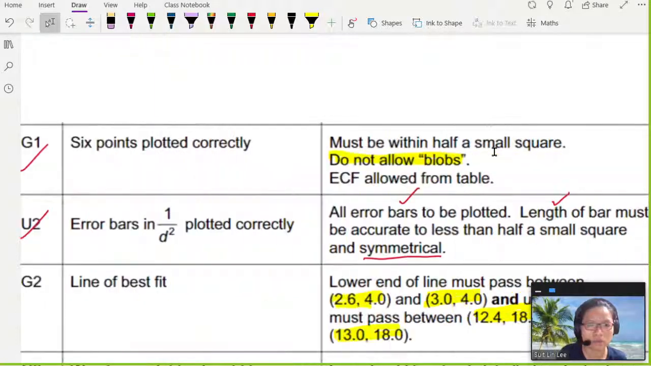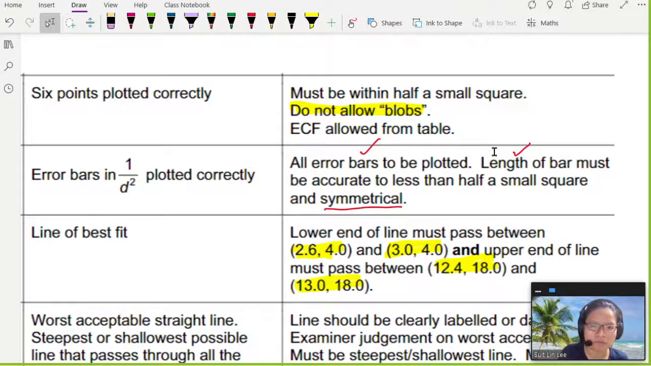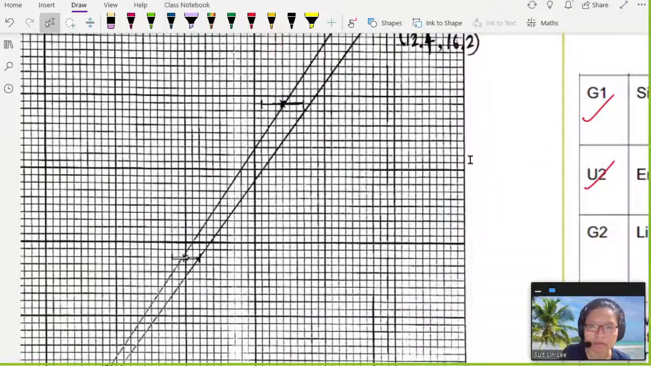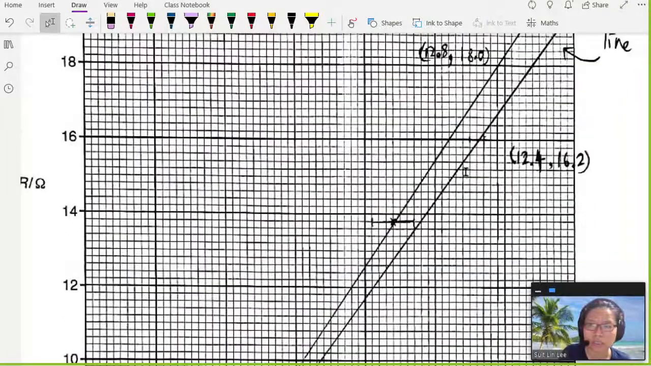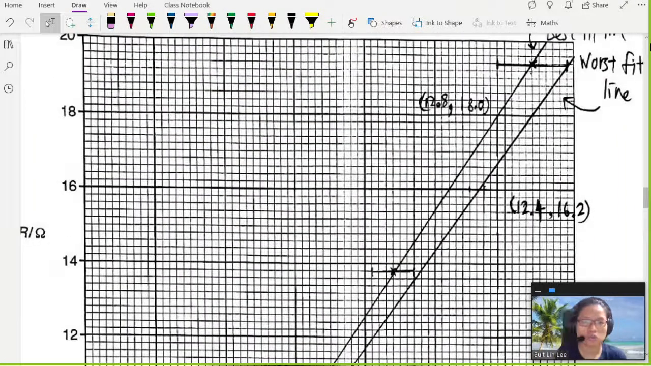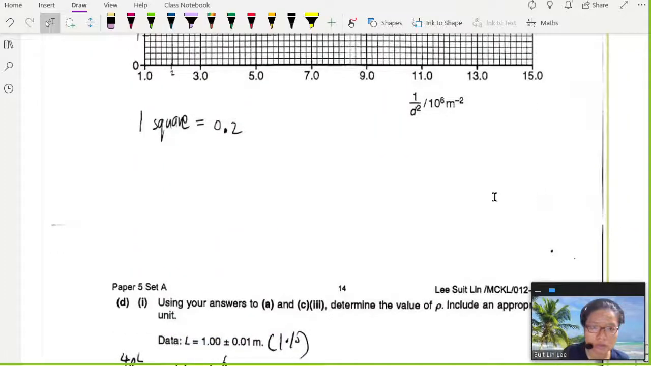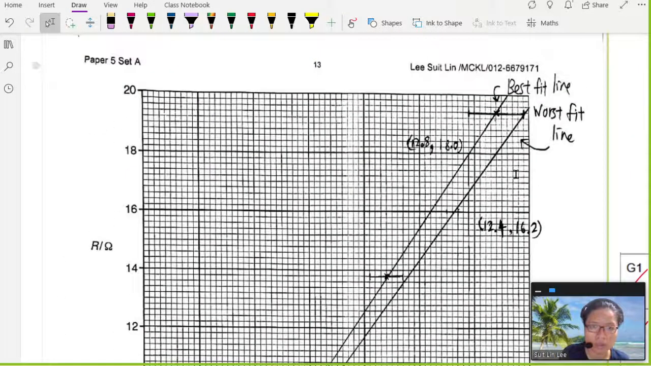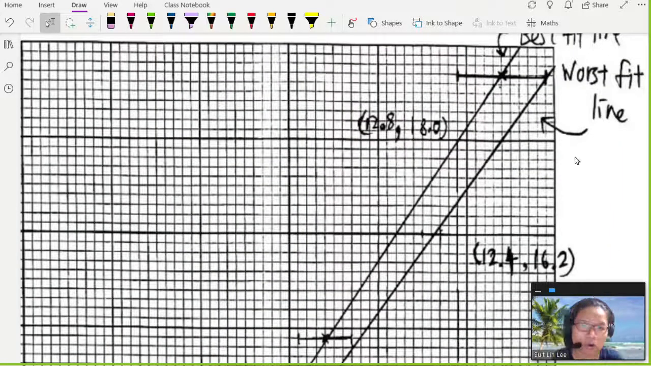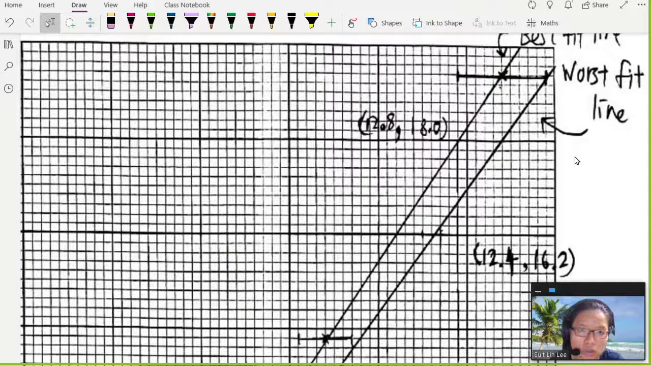What are the other two coordinates? 12.4, 18 and 13, 18. Okay, so I will go to 18. 12.4. Quite difficult. Need to zoom out a bit. 12.4 to 13. Okay. So 12.4 would be 1, 2, 3. This is 12. 12.4 is here.